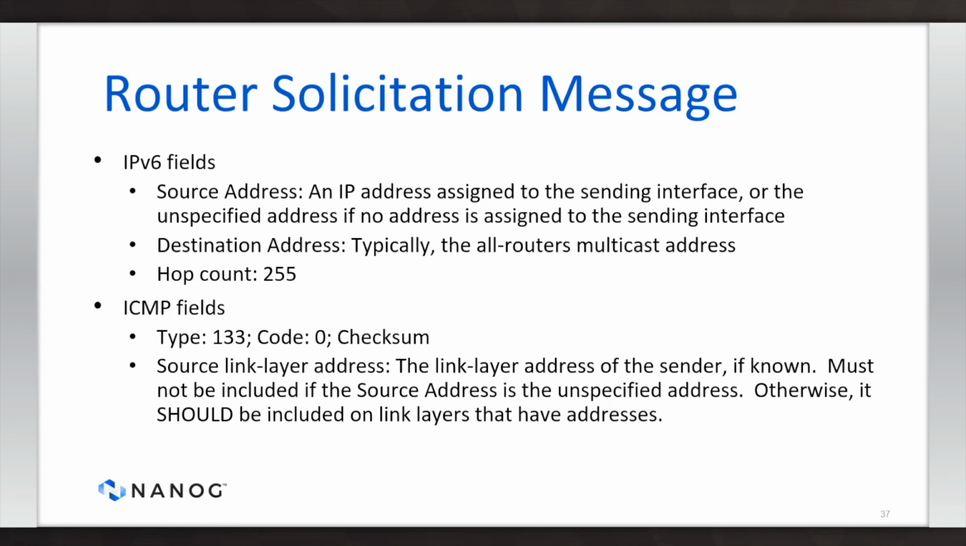Typically, the destination is the all routers multicast address, a well-known address. And the hop count is 255. Now, there's a reason for this. This is another security thing. You don't want a router solicitation message getting onto your link that originated many hops away. So if the hop count isn't high enough, you will drop the message. Then the ICMP fields: there's a type, 133, and a source link layer address, and that's the link layer address of the sender if known, and generally it is known. And that's your router solicitation message.